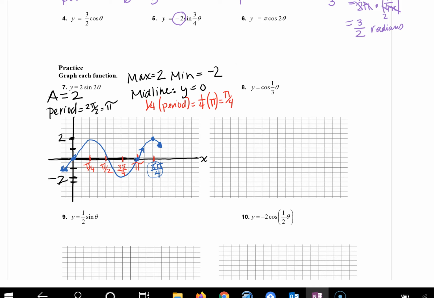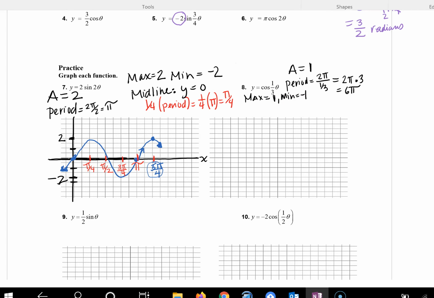The first one would be your amplitude, which in this case will be 1. Your period, which will be 2 pi over 1/3, which turns into 2 pi times 3, which turns into 6 pi. We also want to know the maximum, which is 1, and the minimum, which is -1.